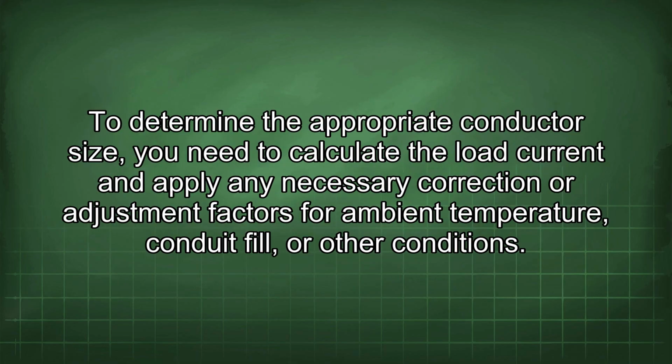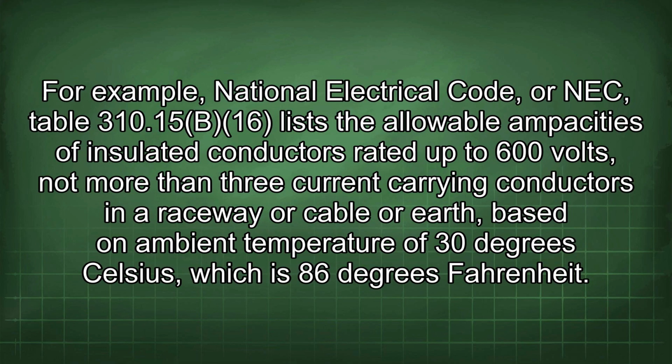To determine the appropriate conductor size, you need to calculate the load current and apply any necessary correction or adjustment factors for ambient temperature, conduit fill, or other conditions. For example, National Electrical Code, or NEC, Table 310.15(B)(16) lists the allowable ampacities of insulated conductors rated up to 600 volts, not more than 3 current-carrying conductors in a raceway or cable or earth, based on ambient temperature of 30 degrees Celsius, which is 86 degrees Fahrenheit.